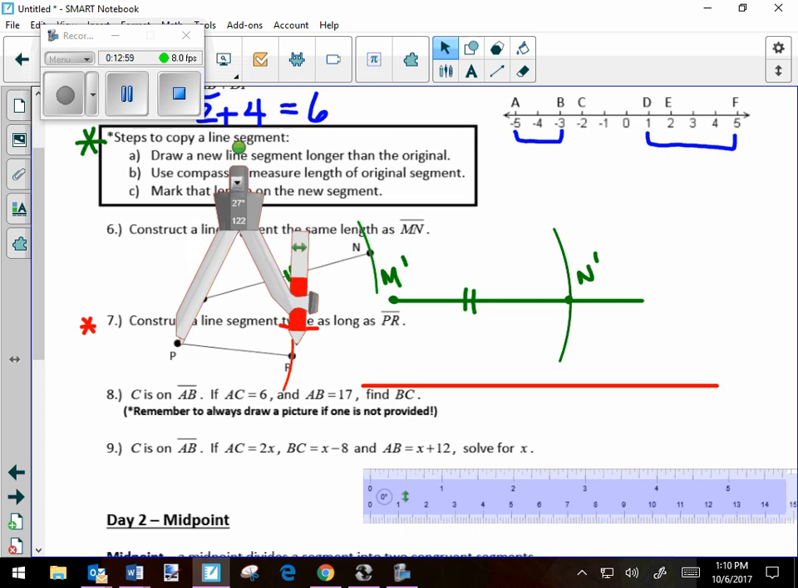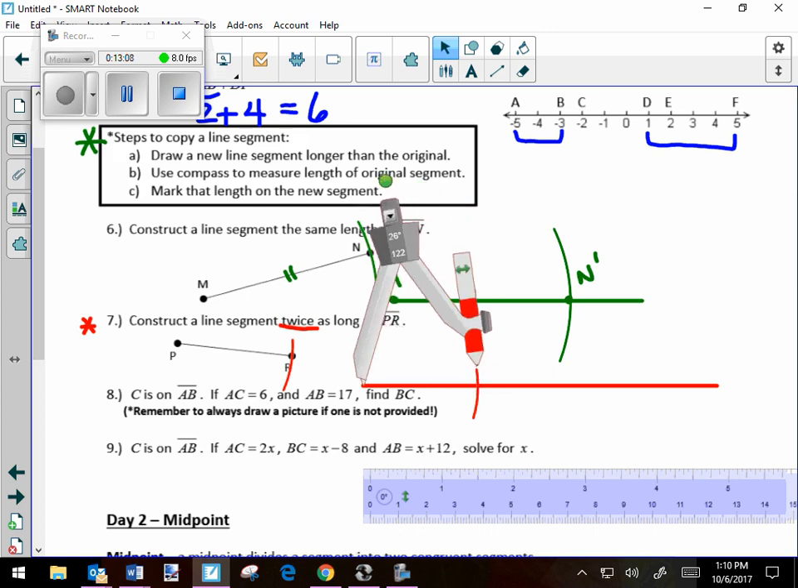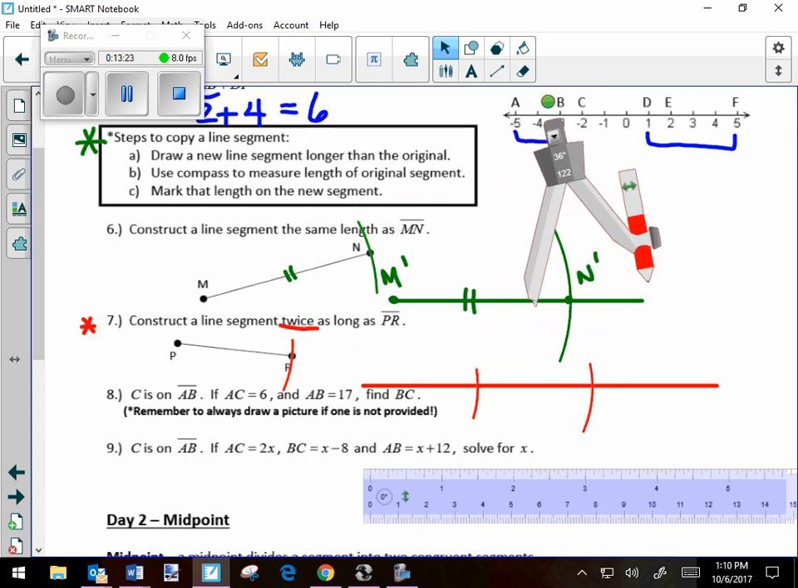And then I'm going to move my compass over to the end point on the segment that I've created, and I'm going to mark off that exact measurement. The only thing is that that represents one measurement from P to R of the original. Then I have to take my compass and move it up and make that mark again so that from beginning to end, my segment is twice as long as the one that's there.